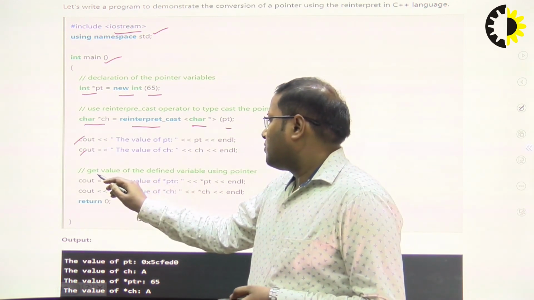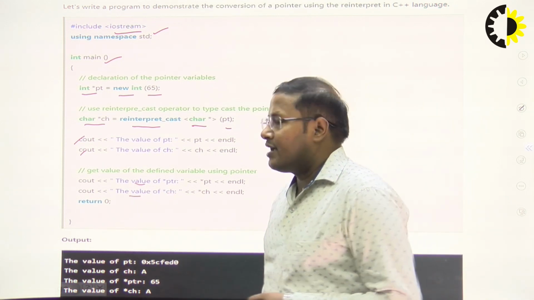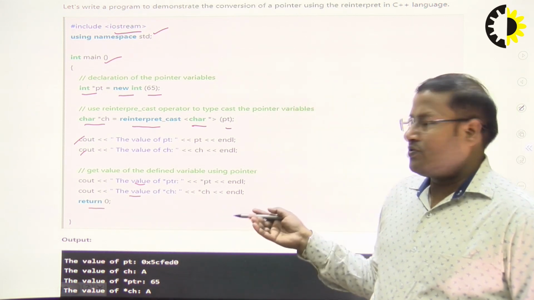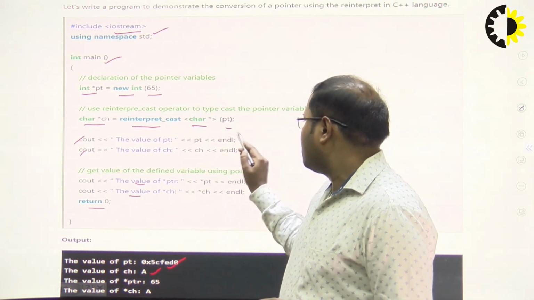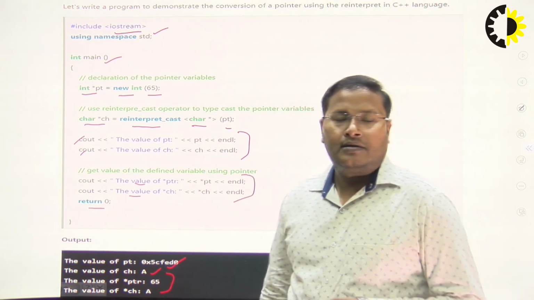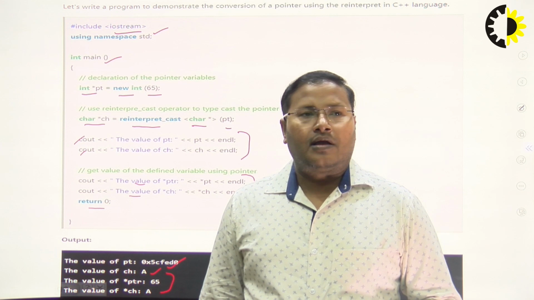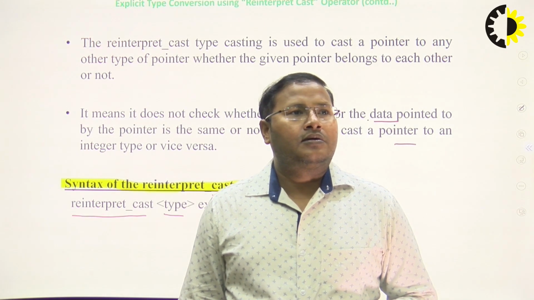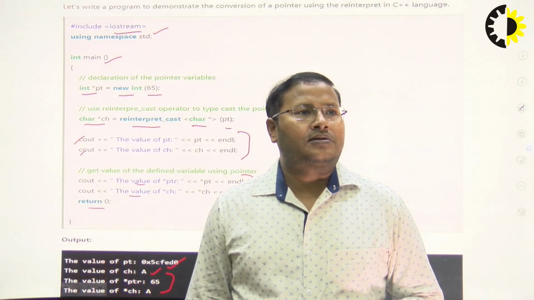After this, we get the value of the defined variable using the pointer, and these two lines of code are written, and lastly return 0. After execution of this code, the value of pt will be this, and the value of ch will be A due to this line, and due to this line the value will be 65 and A. Here the ASCII value of capital A is taken as 65, and the address is taken. So this is one example of reinterpret cast in explicit type conversion.